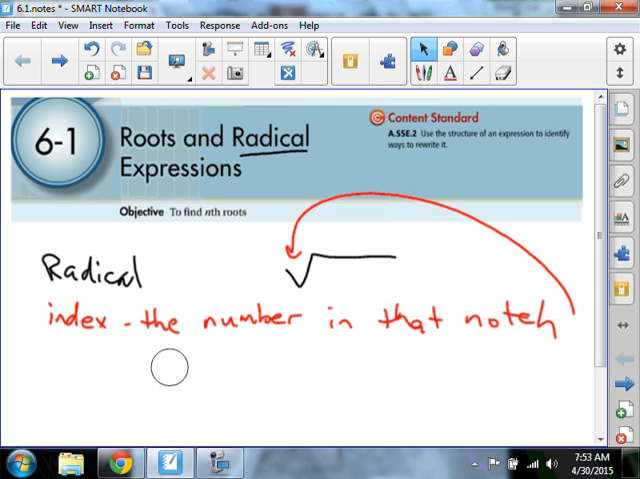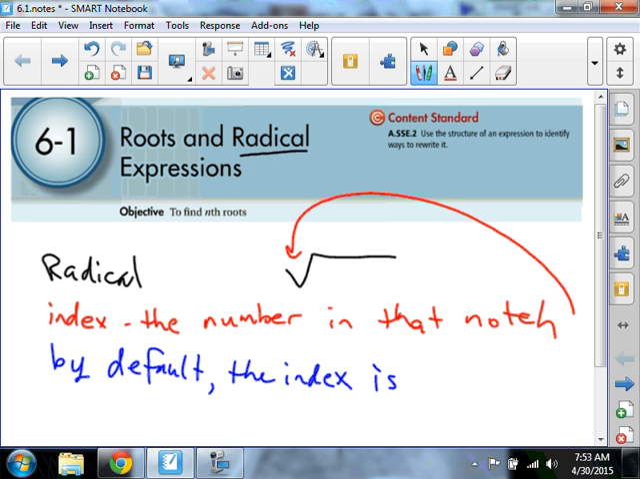But okay. So anyway, by default, and when I say default, I mean if there isn't one, the index is some number. Even though we don't write it, it's there. Just like a coefficient that isn't there is really 1 if there's a term. Just like an exponent that isn't there is a 1. Just like a denominator that isn't there is a 1. Well, in this case, the index isn't 1. Does anybody know what it is? It's not 0. It's 2. Because if we don't write an index, it's a square root.